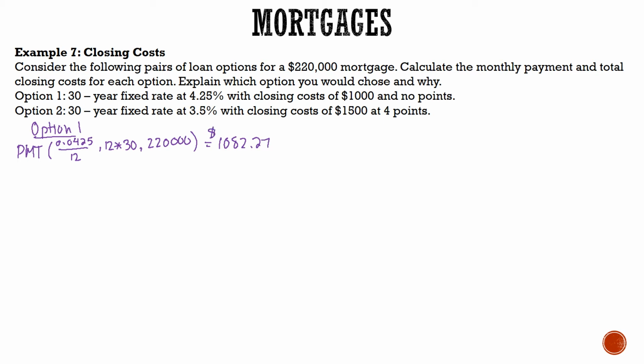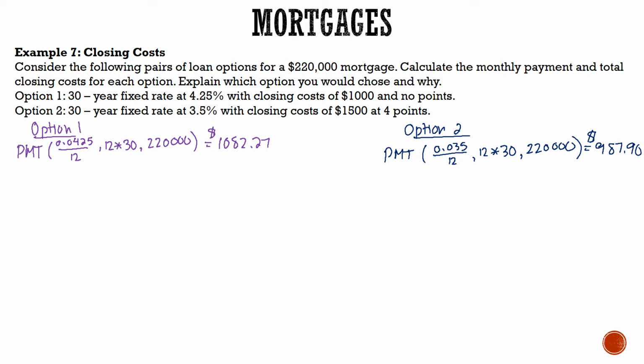Option 2 is going to also need to have its payment calculated. So option 2, we also need our payment, so PMT, and that's going to be its interest rate of 0.035 divided by 12, and then 12 times the number of years, and this is also a 30-year mortgage, and then we're putting in the amount we're borrowing, $220,000. And then the payment we get here is going to be $987.90. So we're going to see a lower monthly payment because of that lowered interest rate.